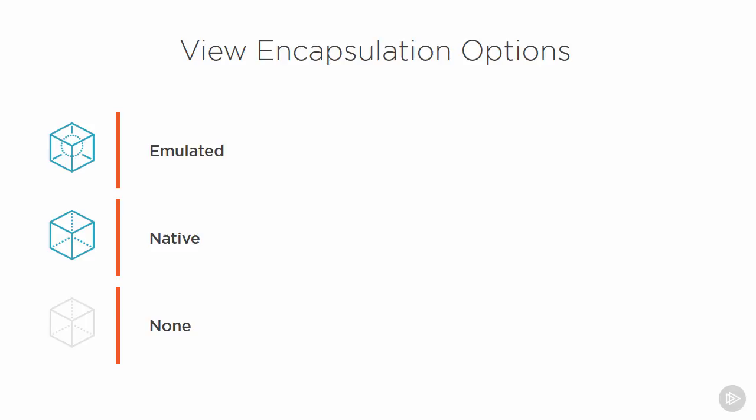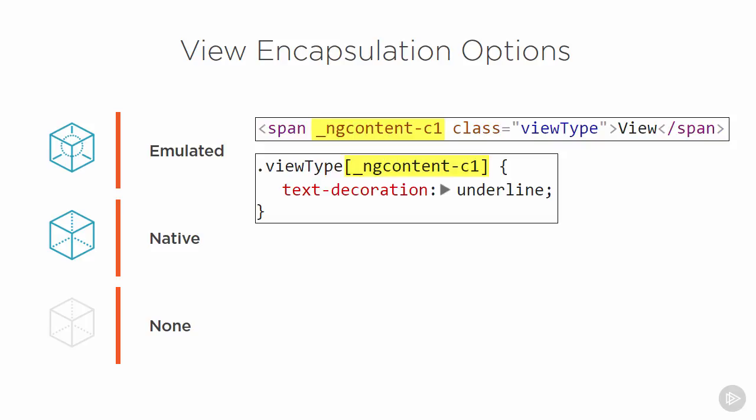Emulated is the default, and you've seen this even if you didn't know what it was you were looking at. Emulated is what causes Angular to add attributes like this to the elements in our DOM, and also to rewrite our CSS to add specificity to our selectors, forcing them to only match elements within our component's scope. Native and none do not make any changes to our markup or CSS, because native is relying on the browser's built-in support for Shadow DOM, and none is not using Shadow DOM, so in each case, no modifications are necessary.